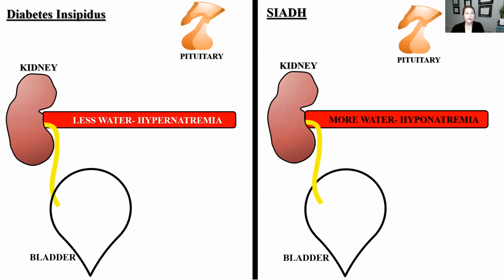Next, we're going to talk about ADH diseases. On the left here, we have something called diabetes insipidus. And on the right, we have SIADH, or the syndrome of inappropriate ADH secretion. So let's start over here on the left and see what we're looking at.